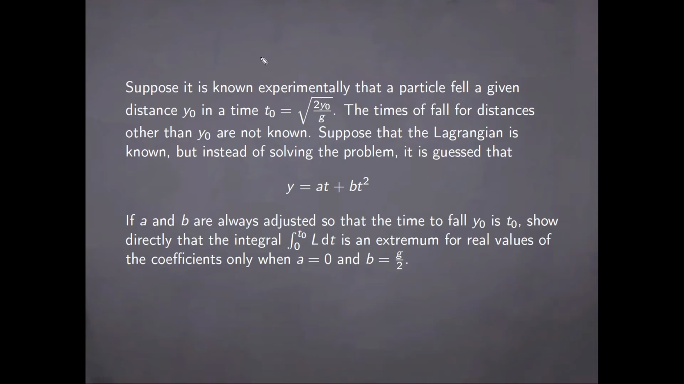That's another problem. Suppose it is known experimentally that a particle fell a given distance y0 in a time t0, given by the square root of 2 times y0 over g, where g is a constant, and the times of fall for distances other than y0 are not known. Suppose that the Lagrangian is known, but instead of solving the problem, it is guessed that y must be of the following functional form. So a term which is linear in t and a term which is quadratic in t.